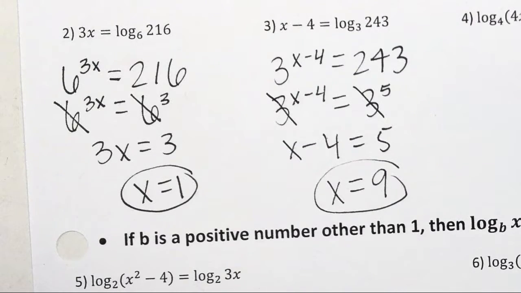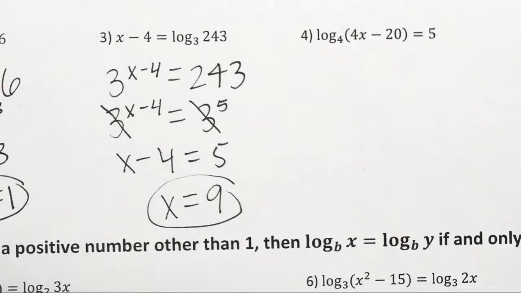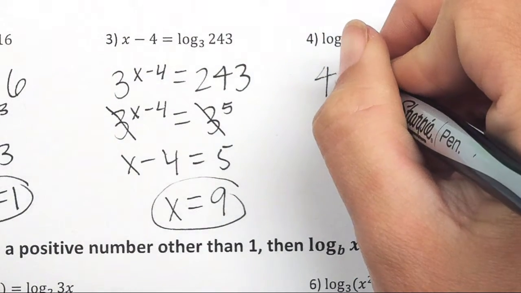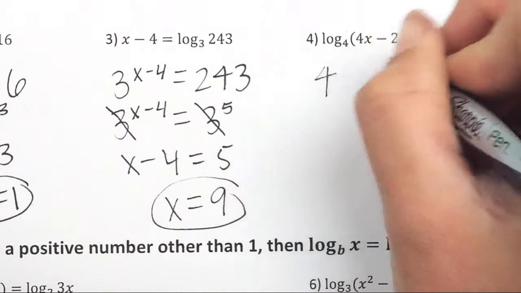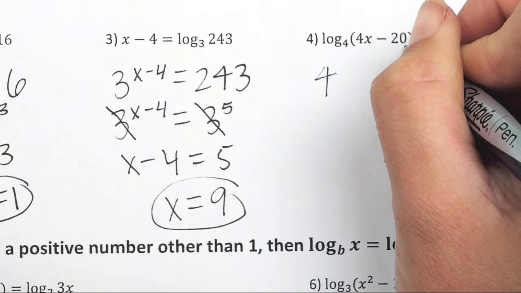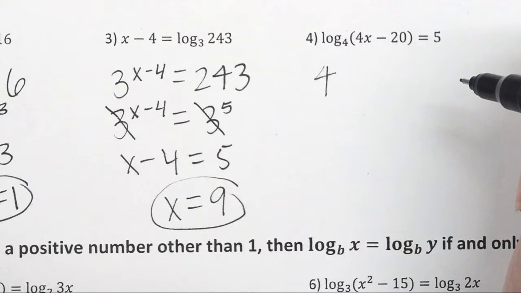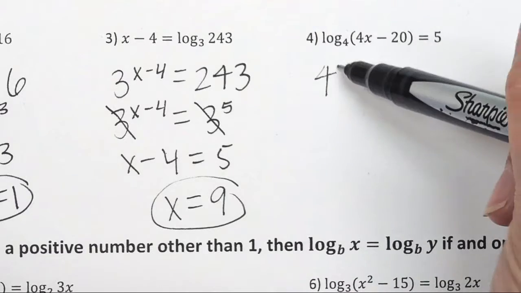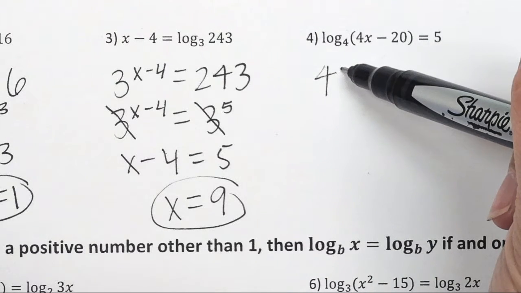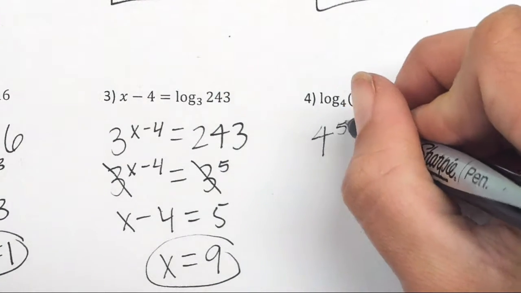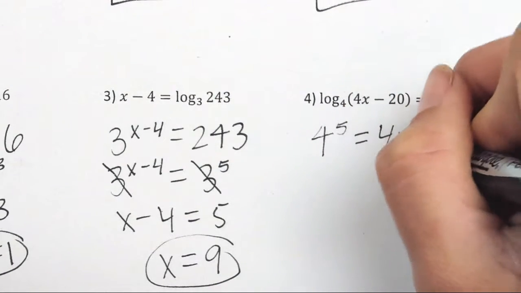All right. Darian, tell me how to write this one in exponential form. 4. 4x minus 20 equals 5. This would be the exponent. What's the exponent going to be? If we go back to this one, the base is always going to be right here. Your exponent's always this number. So this would be 4 to the 5th. Good. Equals 4x minus 20.